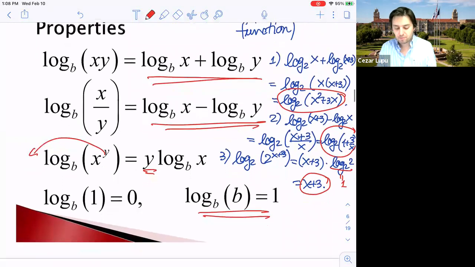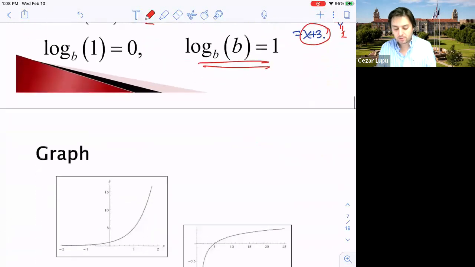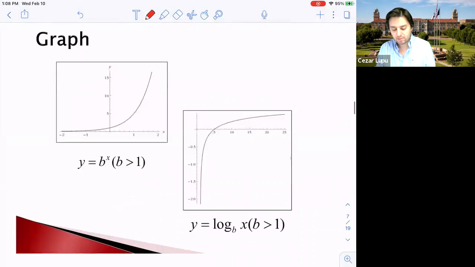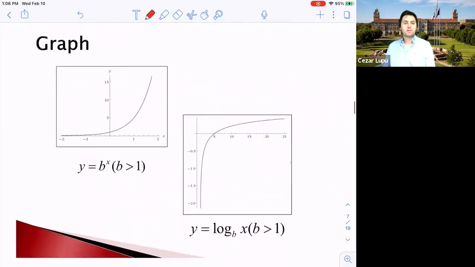All right. Now let me talk about the graph of the logarithm, and I would like to compare this with the exponential function. Can you tell me, by just looking at the two graphs, what are the similarities? What is the difference between the two?